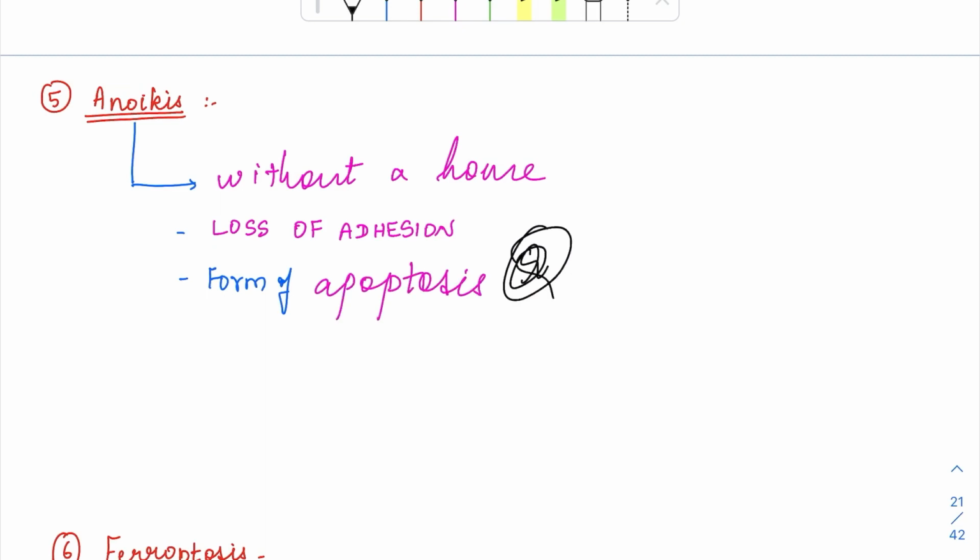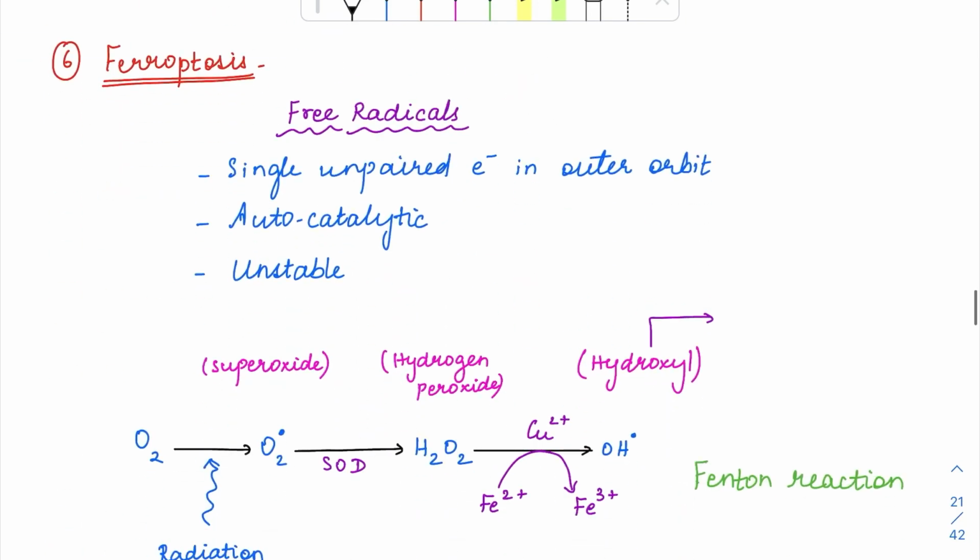Okay. Then we'll see about ferroptosis. As the name suggests, ferro means iron and tosis means falling off. So there is going to be some kind of cell death associated with iron. To understand ferroptosis, you need to understand free radicals. So let me give you a brief recap about free radicals.